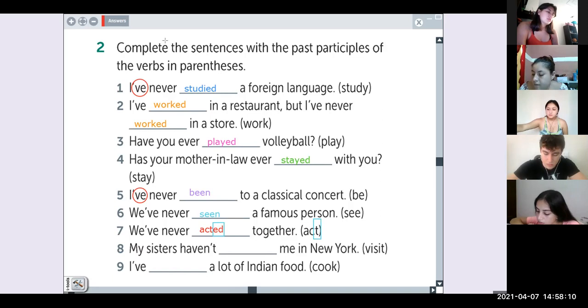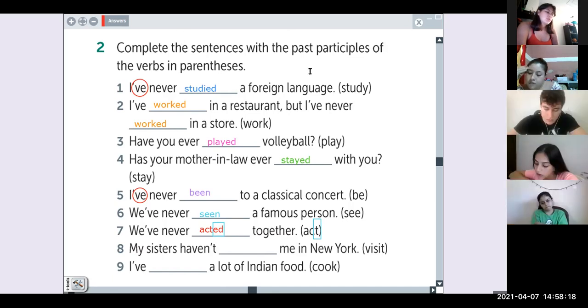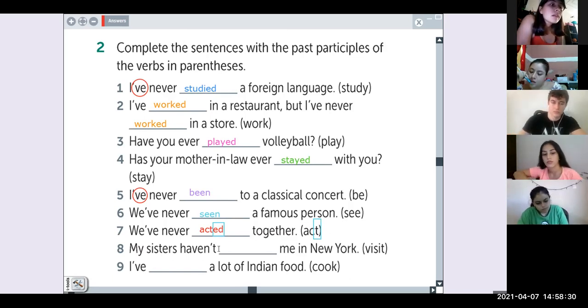Let's go with Anna, please. Number 8. My sister haven't visited me in New York. No se olvide de la S, sisters, porque de otra forma pareciera que estuviera diciendo my sister haven't. My sisters haven't.